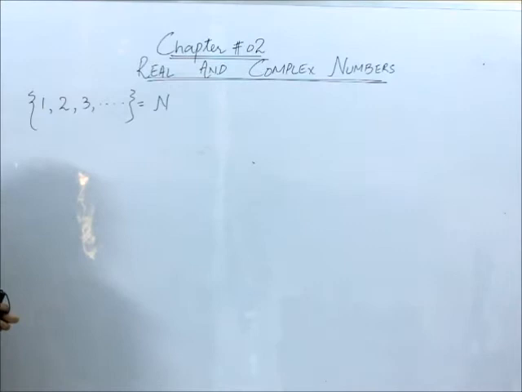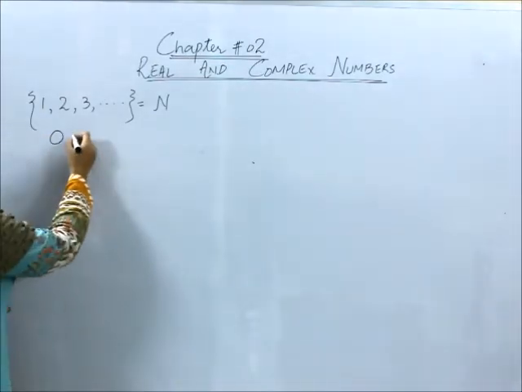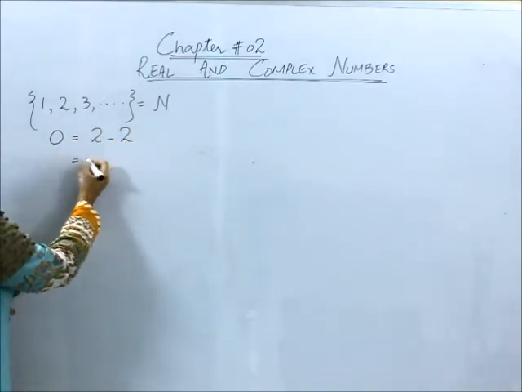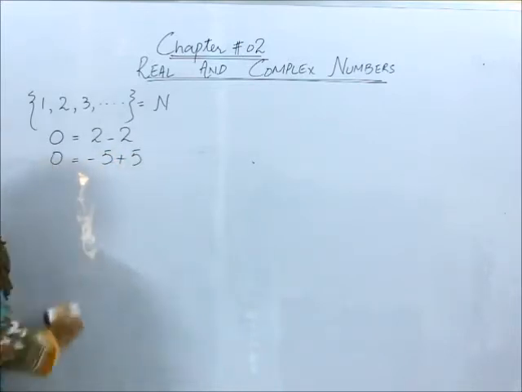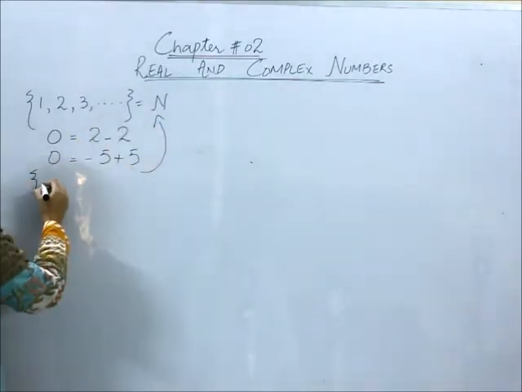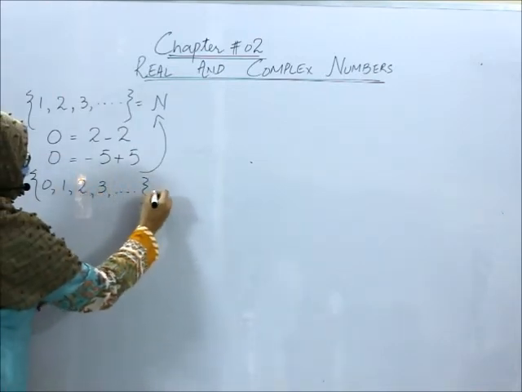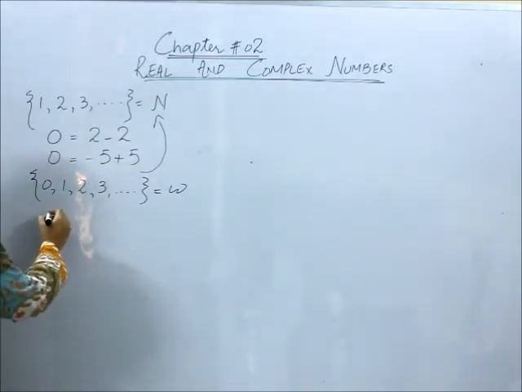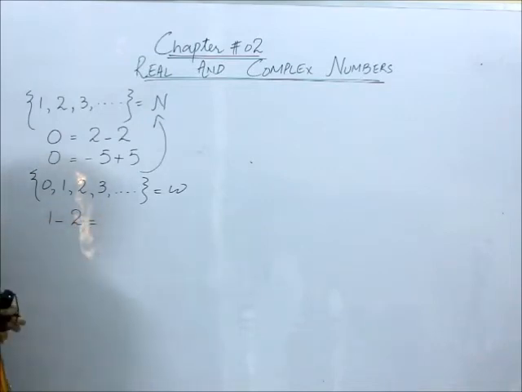Now if I add a special number 0, as all of you know, 2 minus 2 will give you 0. Similarly, minus 5 plus 5 will give you 0. So if we add this special number 0 to the set of natural numbers, the set would become the set of whole numbers.